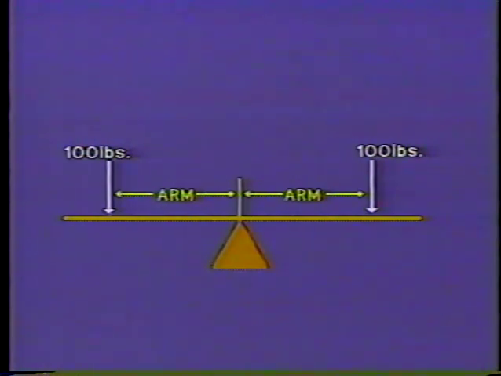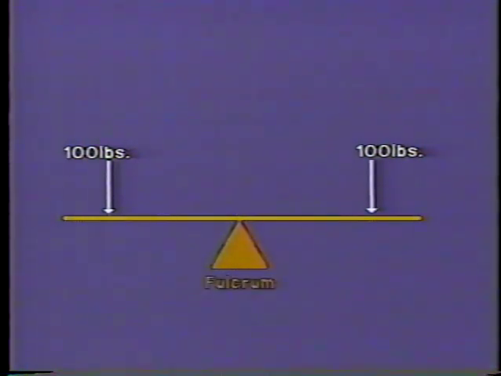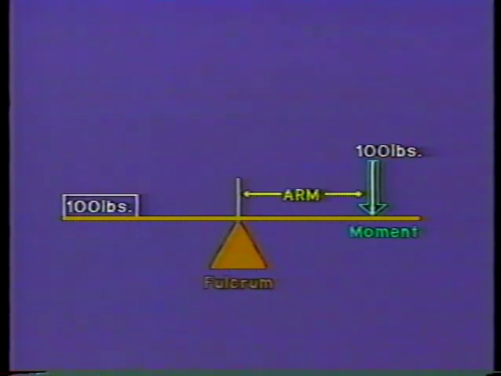The distance of the weight from the pivotal point is called the arm. The pivotal point itself is called the fulcrum. The force of the weight acting on the board is called moment. Of course, a heavier weight means a greater moment. But just as important, a longer arm means a greater moment.